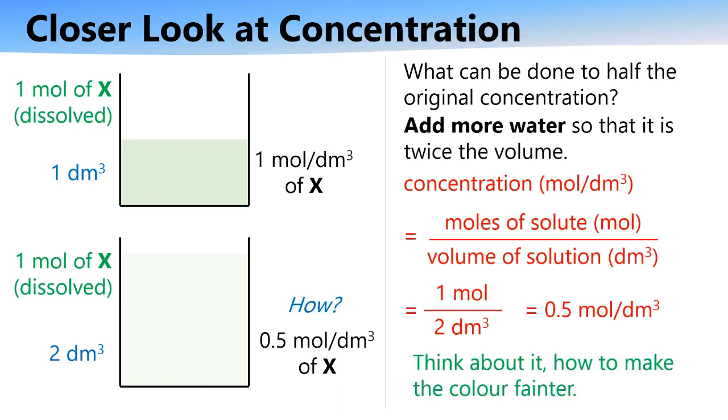Okay, another way to think about it is how to make the color fainter. So for example, you have your syrup drink and it is too sweet. How do you reduce the concentration? You add more water and the color will actually be fainter.